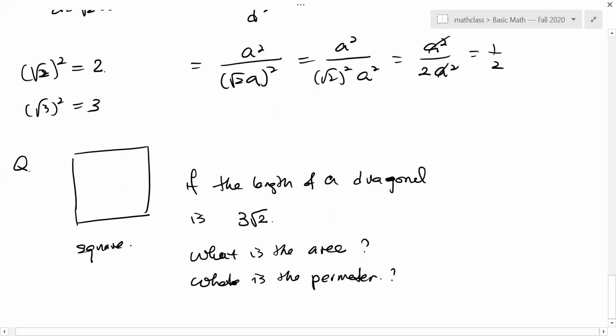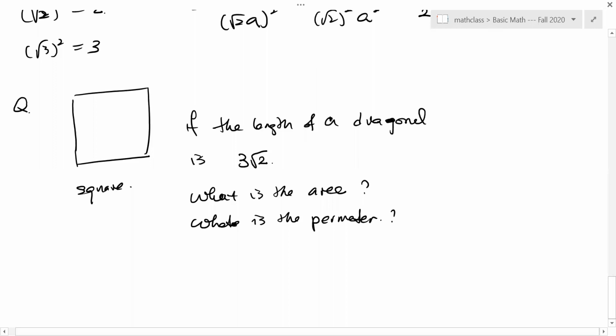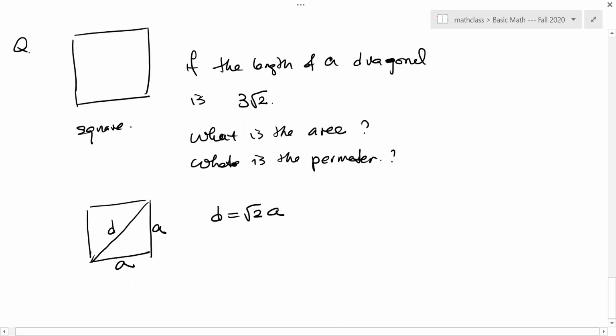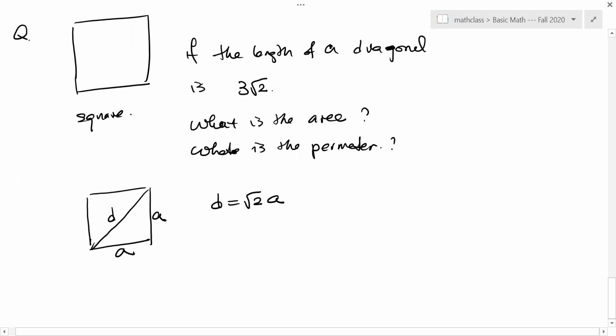Okay, so think about this. When you're trying to solve a geometry problem like that, you have to recall the formula you have, right? Record the formula. If this side is A, this side is A, and this is D, the formula we have is D equals square root of 2 times A. We're going to prove that in the next class, but we use that for the square. This is the diagonal, right? So write down the formula first.